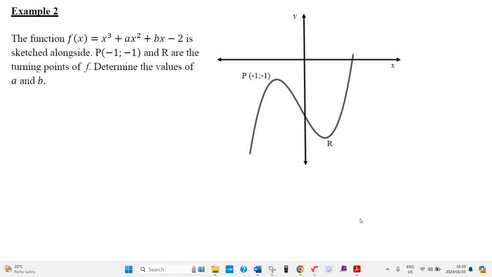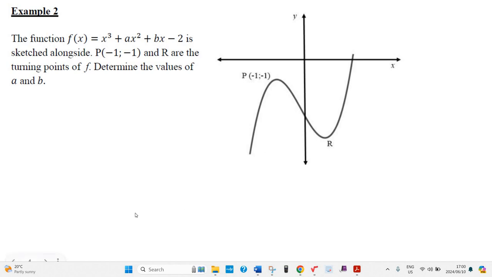Okay, let's try this second example of finding a cubic equation. We're given this graph here, and it's another cubic equation. It's positive, and that makes sense because the number in front, a, is 1. We're given a turning point here of -1 and -1.